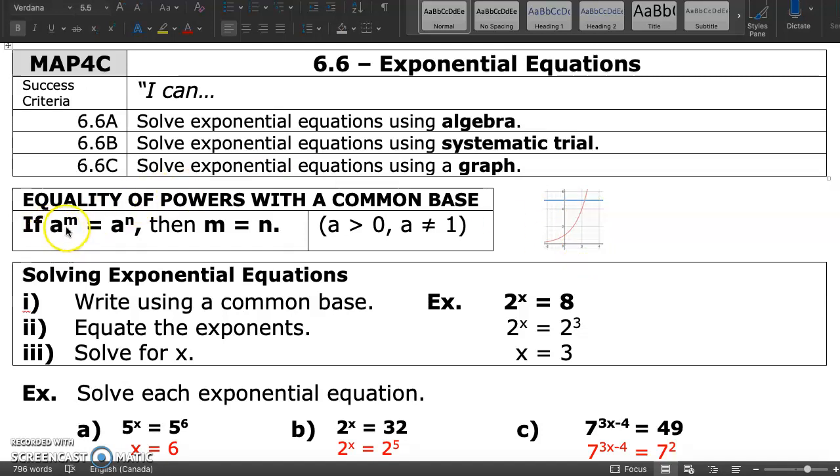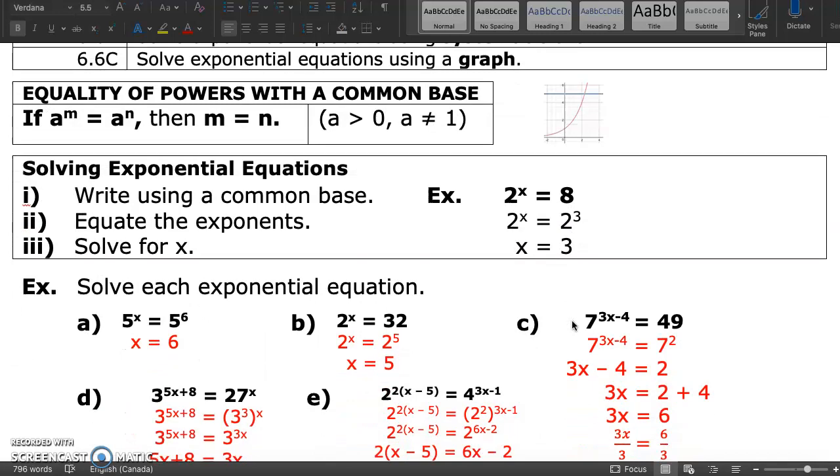So what we're doing is the following. If a to the m is equal to a to the n, then m must be equal to n. What does that mean? This is referring to this specific example here. 2 to the x is equal to 2 to the 3. The only time where these two will be equal is if x is equal to 3. So if the base is the same, we can equate the exponents. Let's look at some examples.